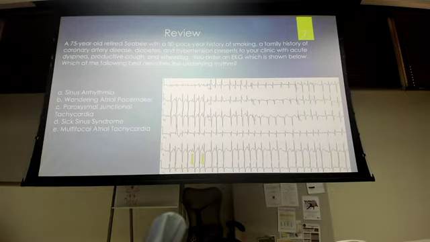Elizondo, Larissa. Okay, ma'am. 75-year-old, retired person, 50-pack year smoking history, family history of CAD, diabetes, hypertension, got dyspnea, productive cough, wheezing, and that's at the EKG. What do you think is going on? Multifocal atrial tachycardia, right? So that's the history that I want you to bring in.